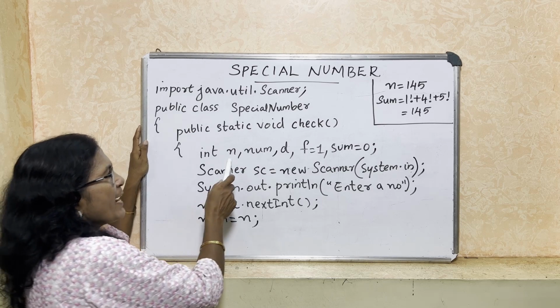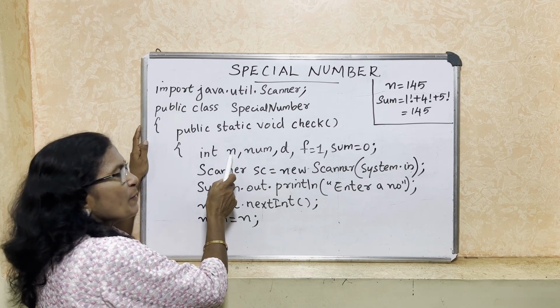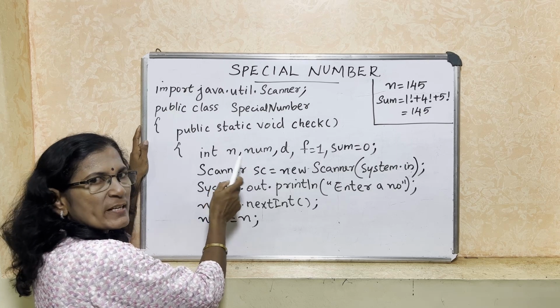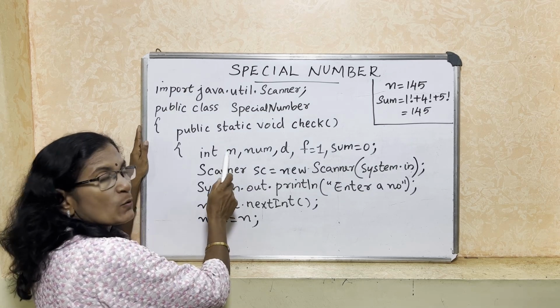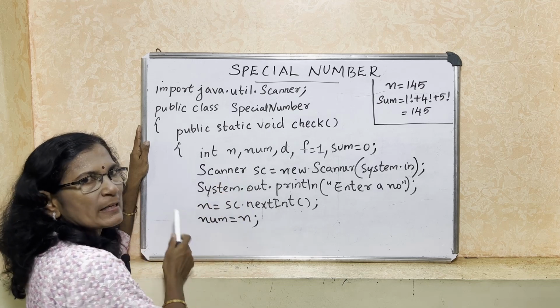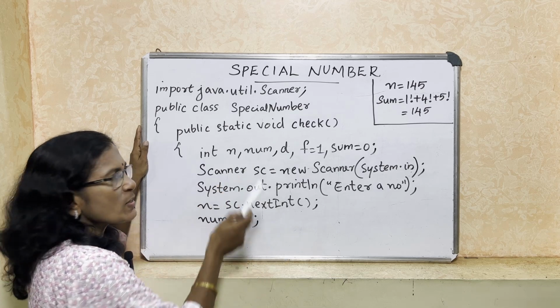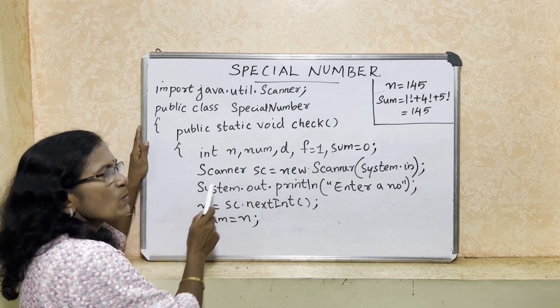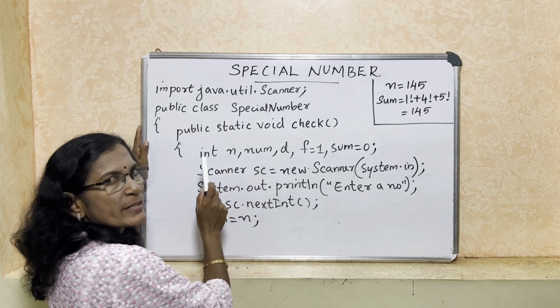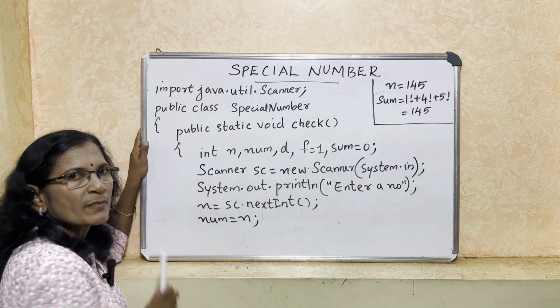As we separate the digits of n by using a looping structure, n will become 0. So the original number we need for the final comparison, to store the original number for future reference, one more variable num is declared as integer.